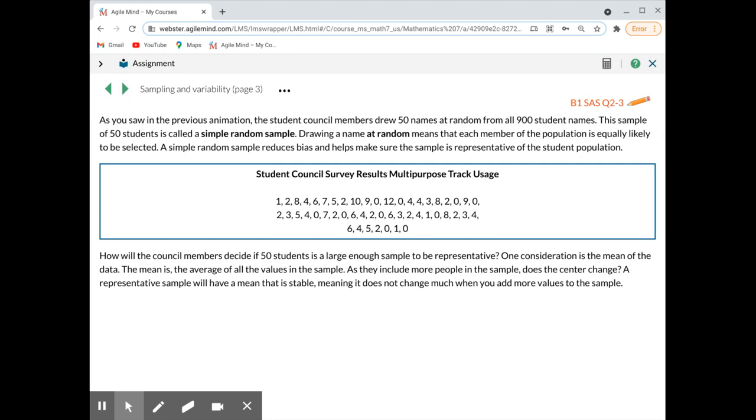All right. So with this information, what we're going to do is look at it and just see how close this data is with multiple students. Okay. So looking at this, does the data in this list vary a lot? What do you think?